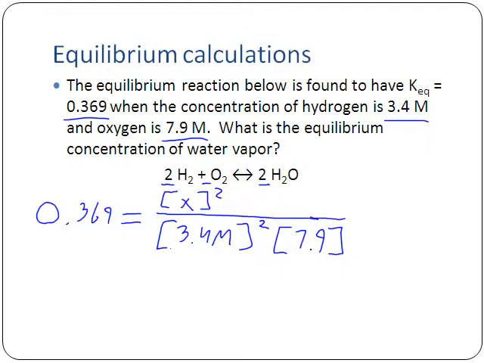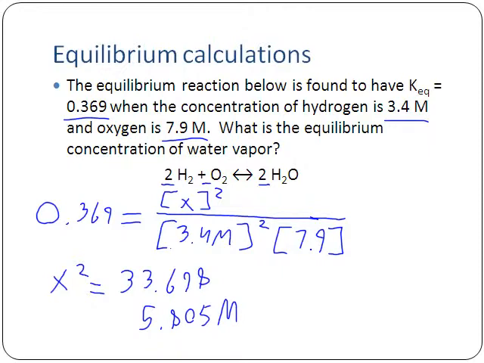And so at this point, we're basically going to solve for x. Let's isolate x squared first. So 0.369 times the 3.4 squared, and then times the 7.9. Doing that, I get 33.698. Since it's x squared, we want to find what that concentration is, so we just have to take the square root of that. And so we take the square root of our answer there, and I get 5.805. The unit, since this is a concentration, is molar.